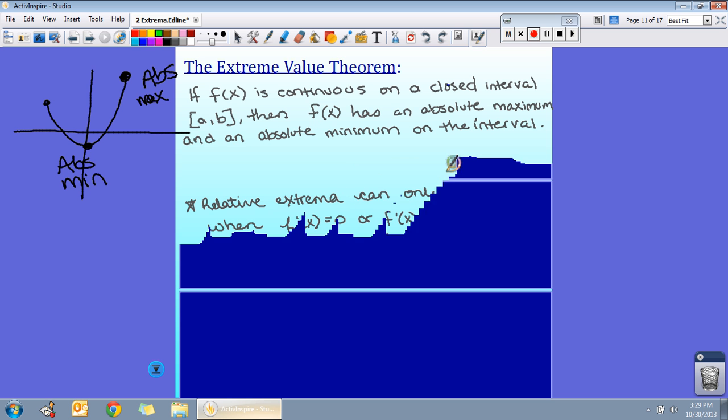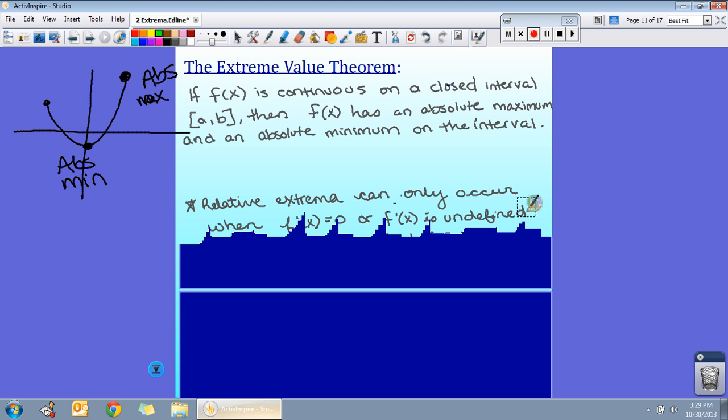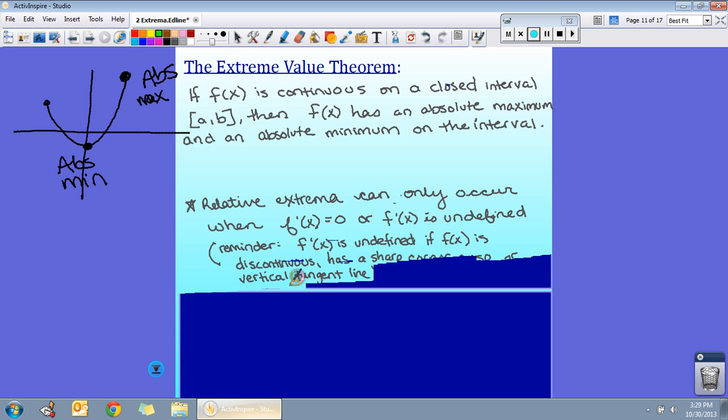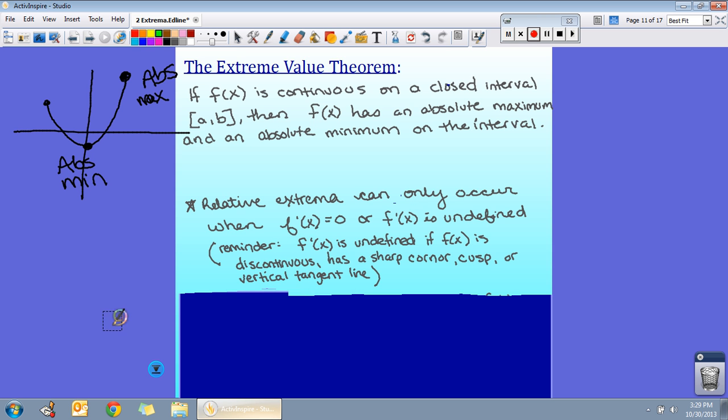Relative extrema, relative maximums and minimums, can only occur when the slope is 0 or undefined. And just a quick reminder that the derivative is undefined if f of x is discontinuous, has a sharp corner or cusp, or a vertical tangent line.